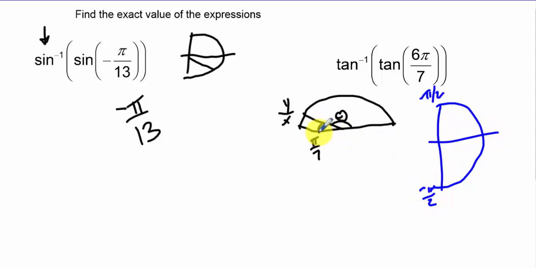Well, that reference angle of pi over 7 is going to yield the same y over x value as 6 pi over 7 does over here. Therefore, we state our answer is going to be negative pi over 7.